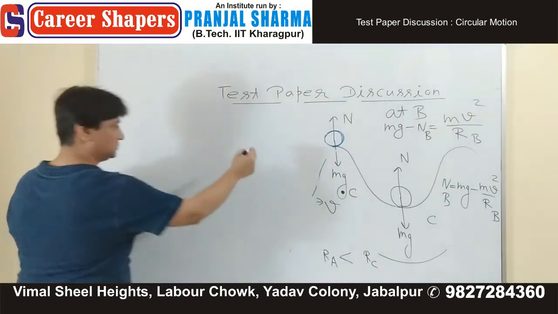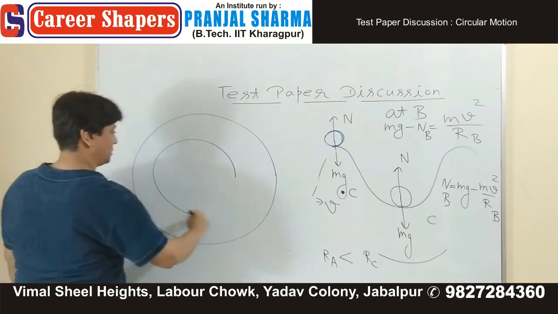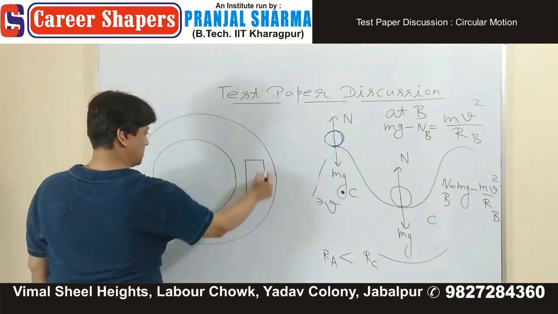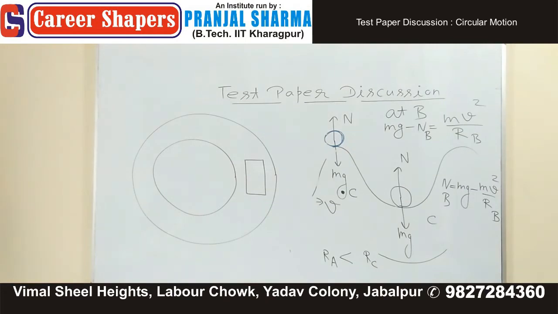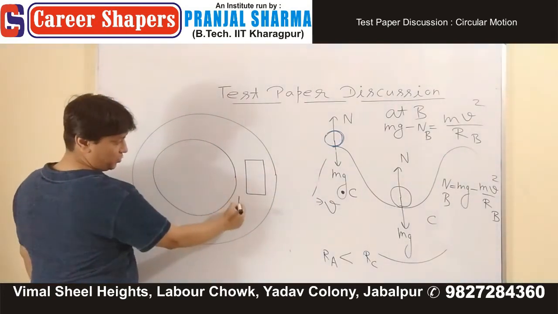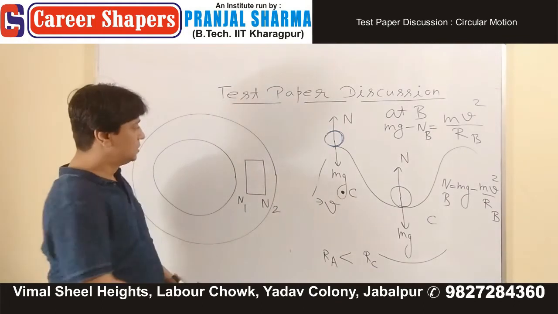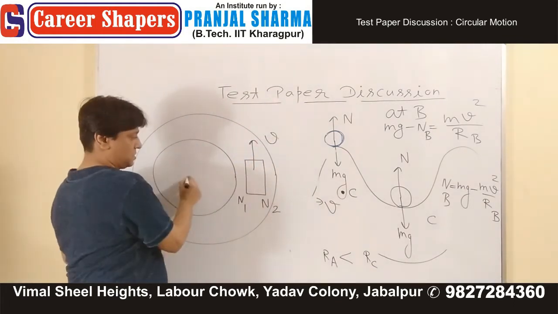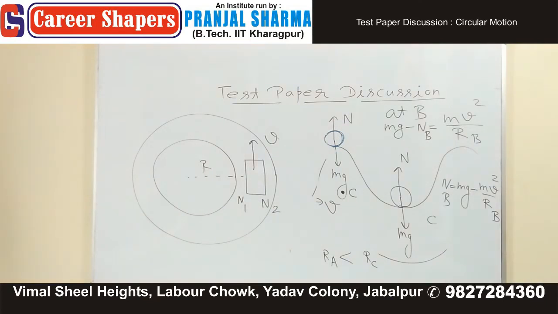There is a road, a circular turn, and this is the car. N1 and N2 be normal reactions of the road on the inner and outer wheels. This is the inner portion. This is the outer portion. N1 and N2. So the car is taking a circular turn, this is inner, this is outer. Question says N1 is always greater than N2, N2 is always greater than N1, N1 is always equal to N2, either A or B depending on the speed of the car.